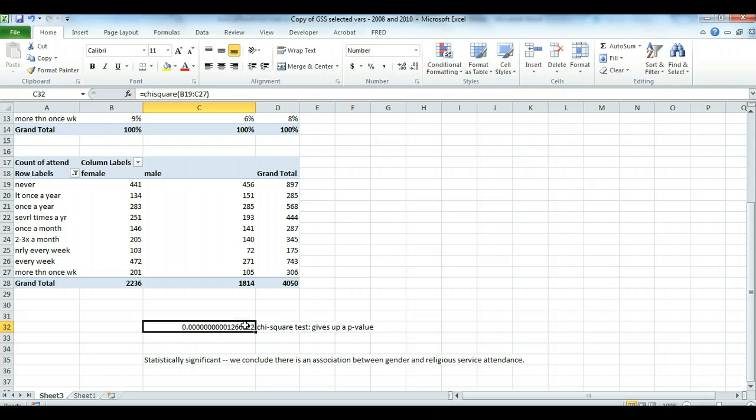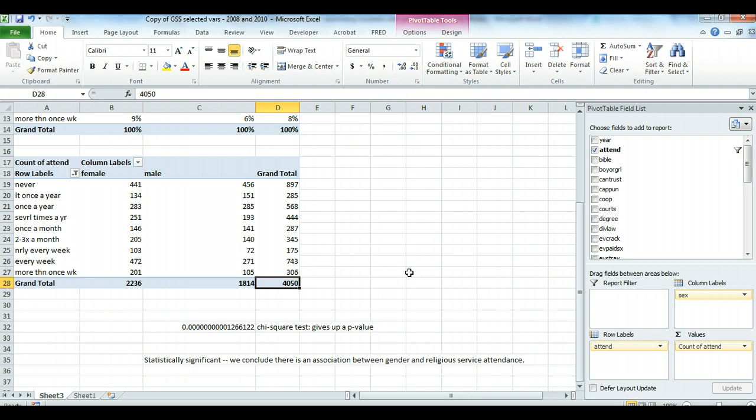Statistical significance, though, is not something we just guess at. It's something we run a test for. Basically, the bigger the difference and the bigger the sample, the more likely you are to find statistical significance. We have a pretty big sample here. We have 4,050 people. So smaller differences will sometimes come out statistically significant than they would if, say, we only had 400 people.